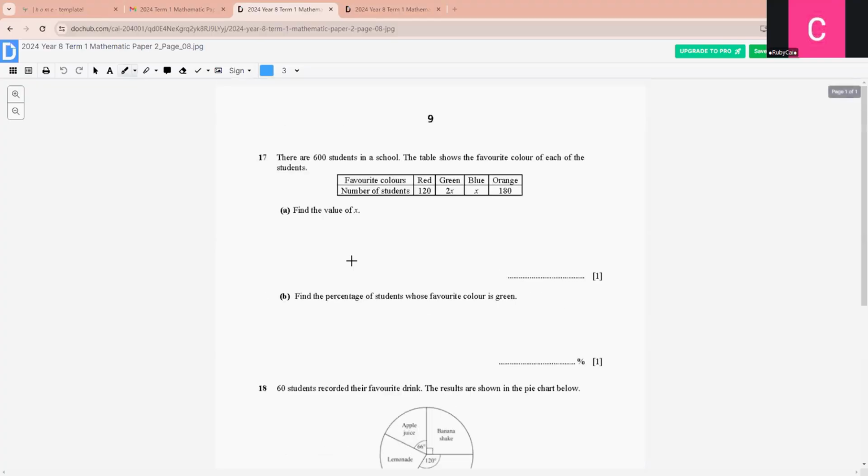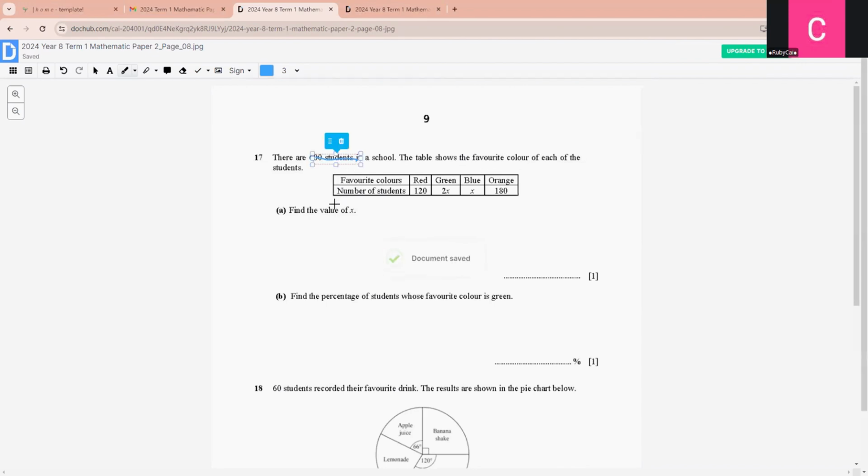Next page, there are 600 students in a school. The table shows the favorite color of each student. Find the value of x. So the number of students who like red is 120. The number of students who like green is 2x. The number of students who like blue is x. The number of students who like orange is 180. So we know that the total number of students is 600.